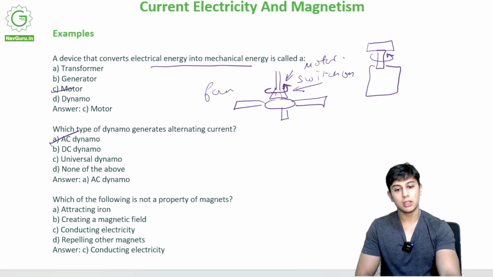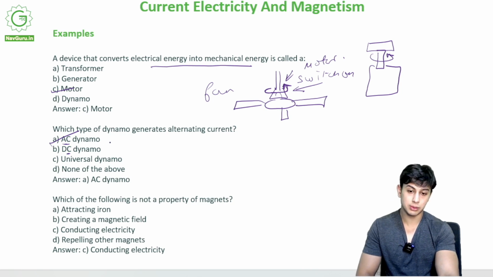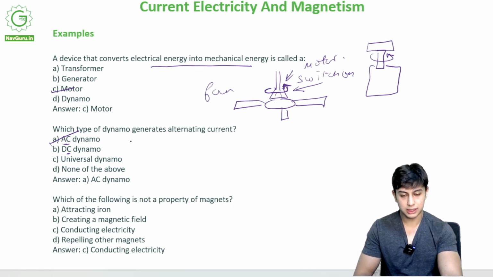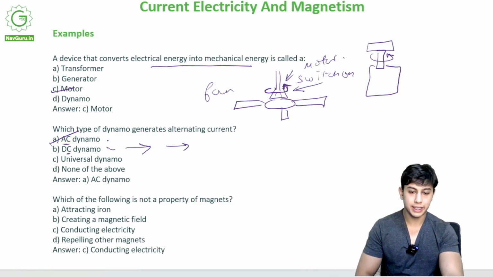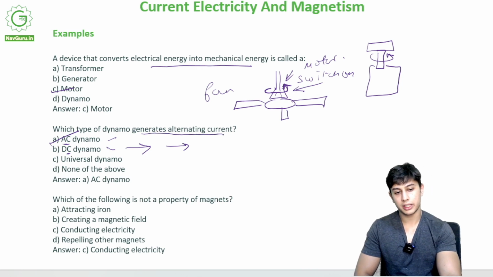Which type of dynamo generates alternating current? AC dynamo. Why AC? AC is alternating current, DC is direct current. If you remember, I have told you the difference between these two in the lecture as well. Why AC? Because we can connect multiple appliances to AC. Direct current is only flowing in one direction. So AC dynamo generates alternating current.